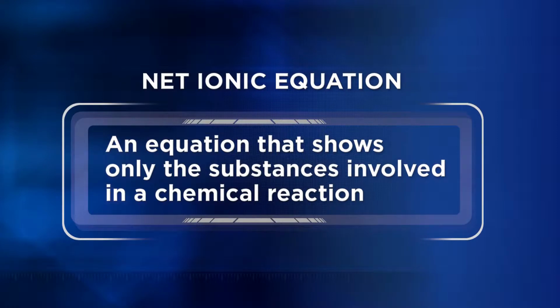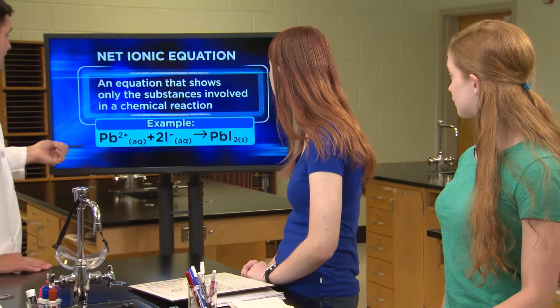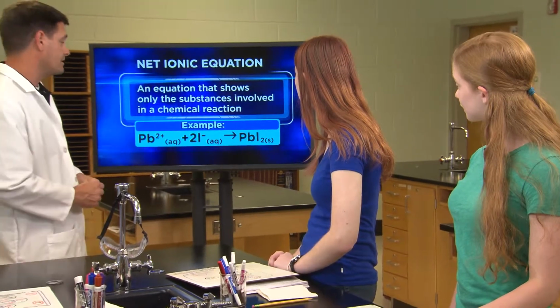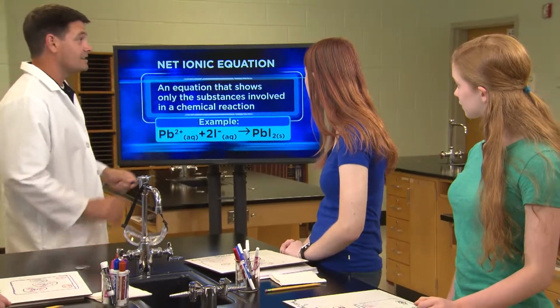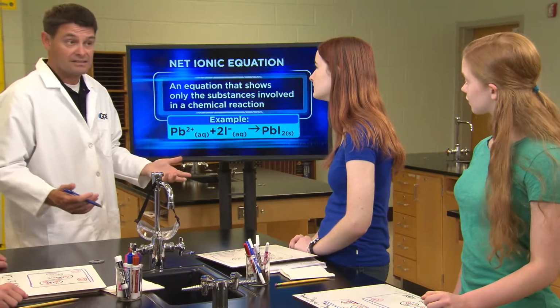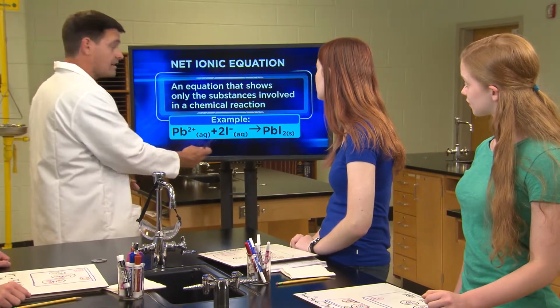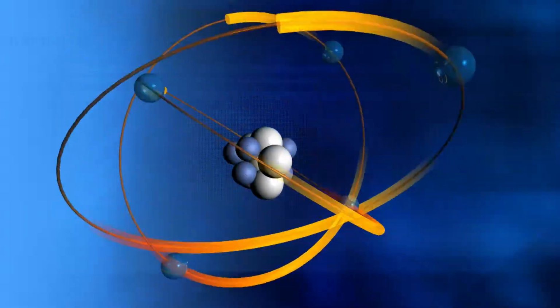And this is called a net ionic equation. It's an equation that just shows the ions or the substances that are involved in the chemical reaction. As an example, we have the reaction between potassium iodide and lead-2 nitrate. The lead and the iodide ions were the only ones that were actually reacting, so that's why this is called a net ionic equation. Our students were on a roll there. If you need additional help with net ionic equations, take a closer look at our net ionic equations video.